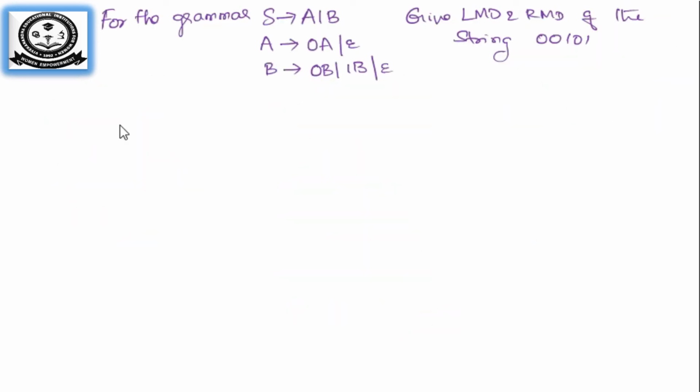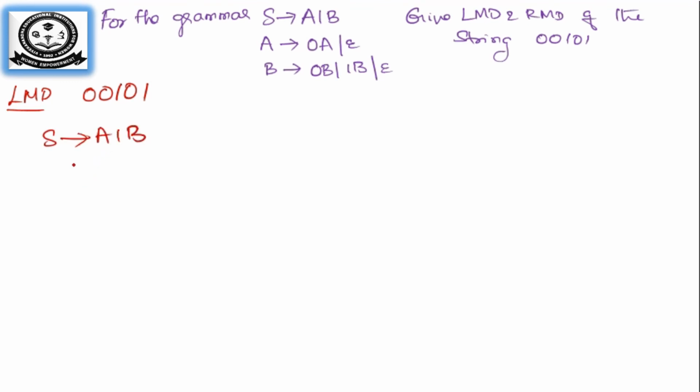So now we'll see the final example. This is the last example for today's topic. We are going to use epsilon with it. So let us do it for the string 0 0 1 0 1. This is LMD, we are going to do it with LMD. So our starting symbol is S tends to A1B.